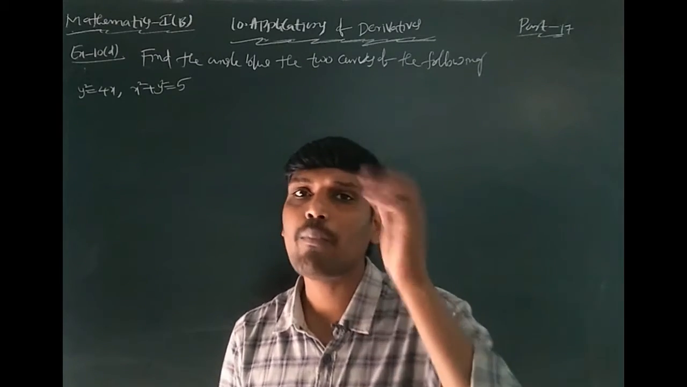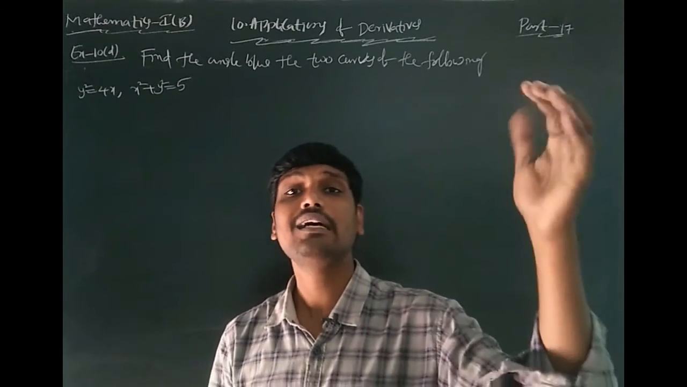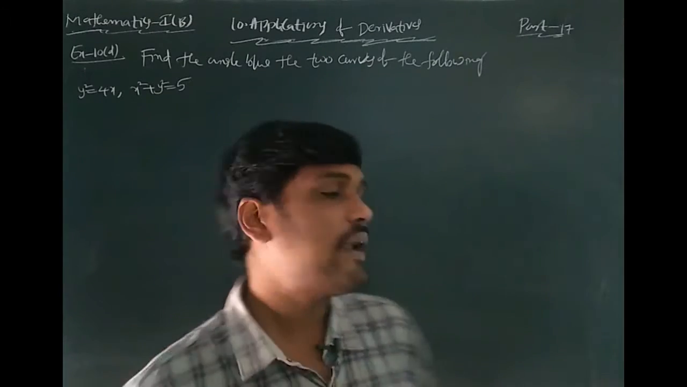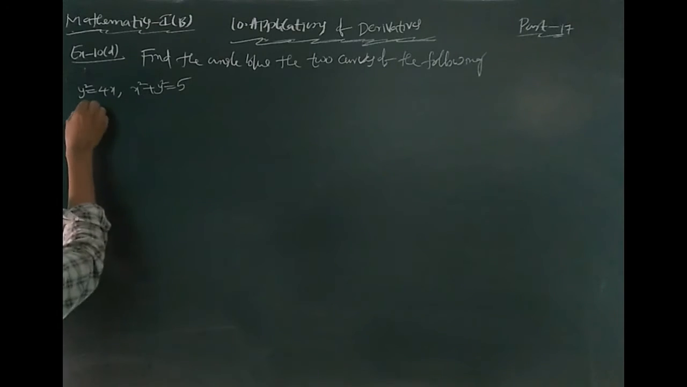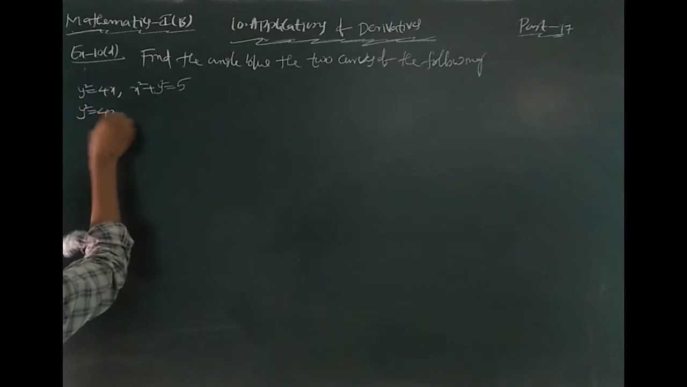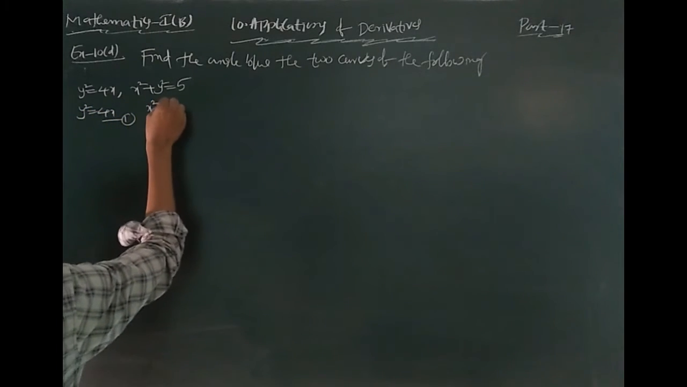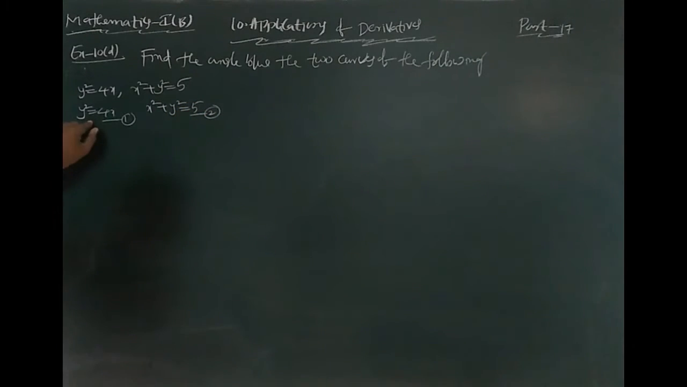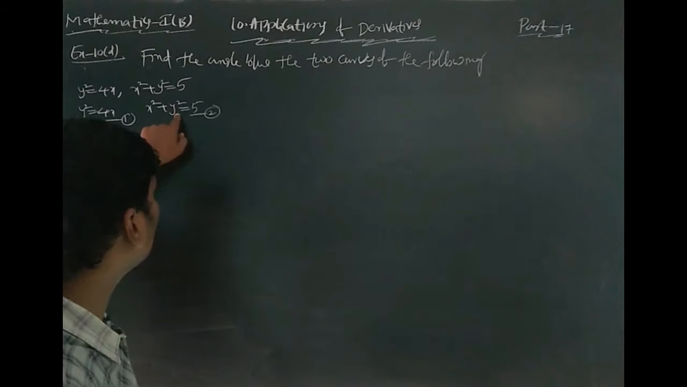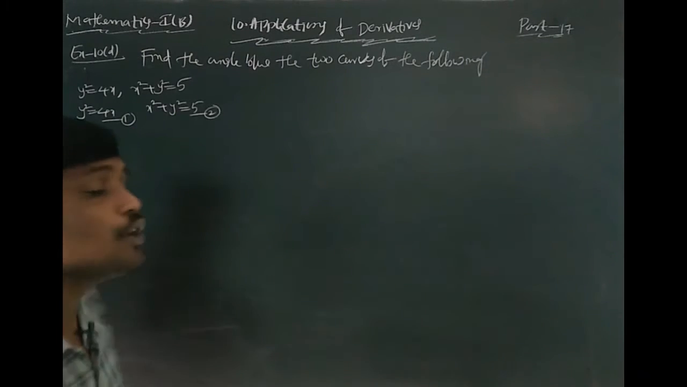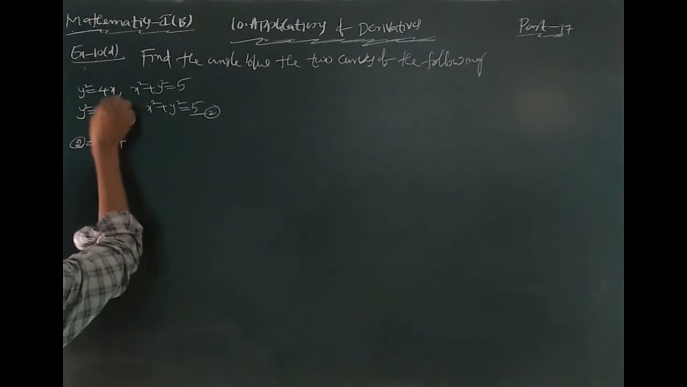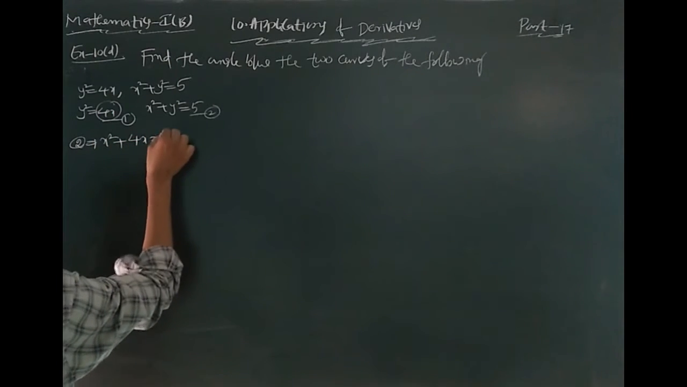Here, first you find the point of intersection of the two curves. First write the first curve, y square equal to 4x, as equation 1. x square plus y square equal to 5 as equation 2. In place of y square in equation 2, substitute 4x. You get, students, x square plus 4x equal to 5.